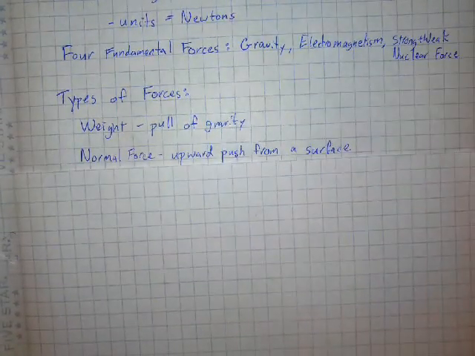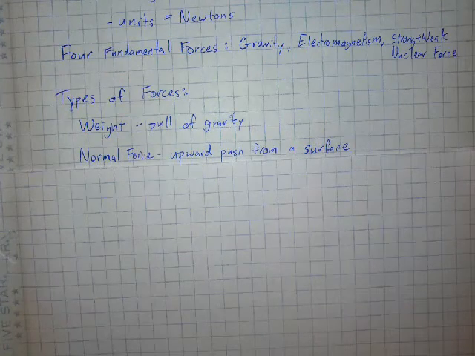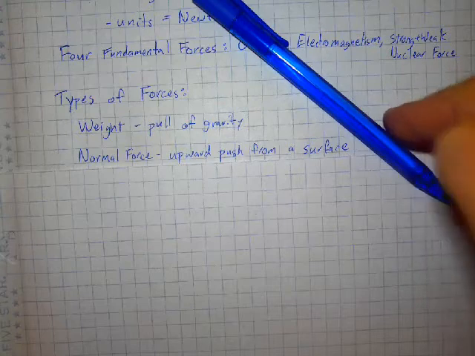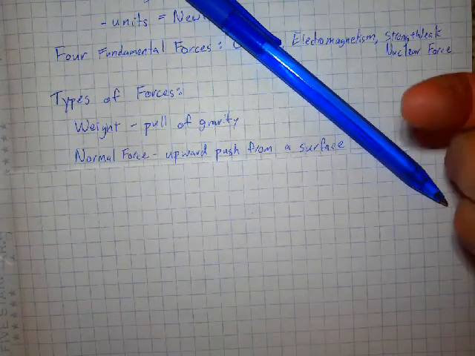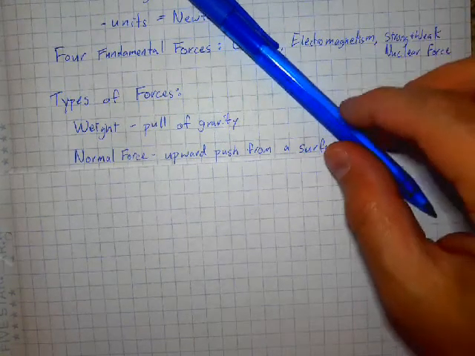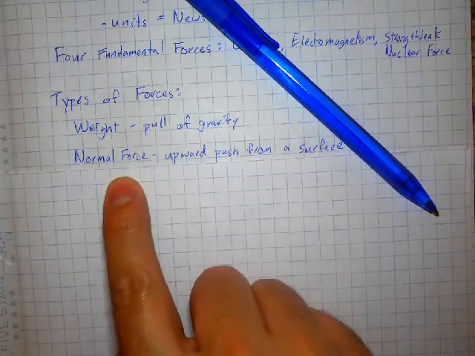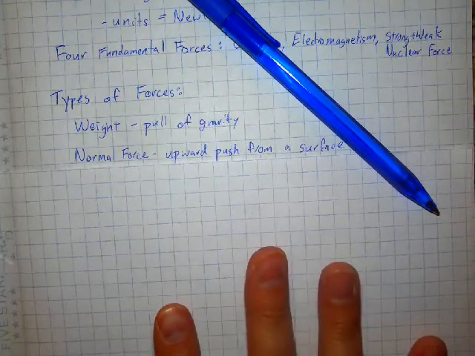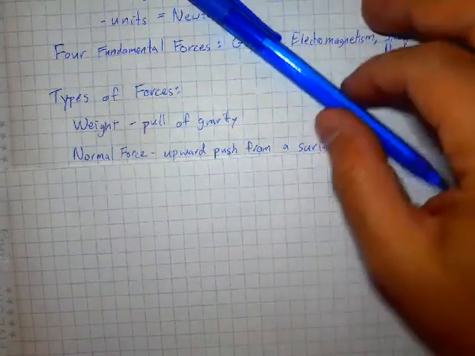Next thing we want to talk about is the normal force. The normal force is the upward push from a surface. So if I put my pen here, well, gravity's pulling it down, but since it's on a table, the table surface pushes it back up and cancels that out. So that's the normal force. Now that normal there is not normal as in like ordinary. That's a mathematical definition of normal, which means perpendicular in 3 dimensions.